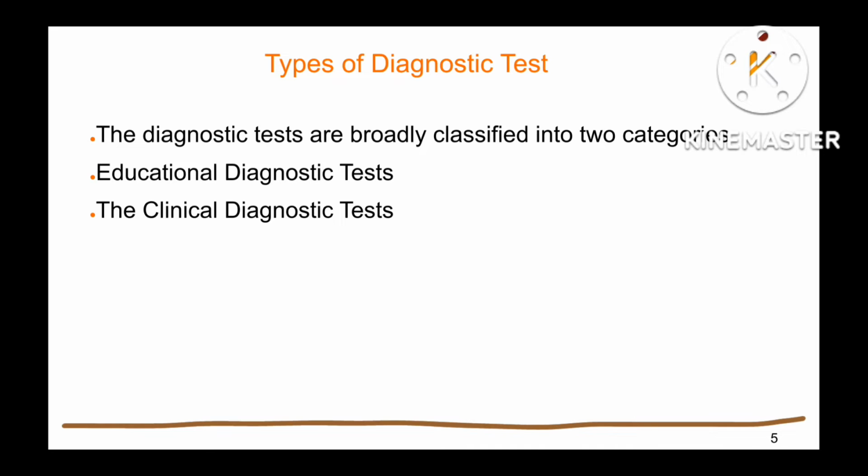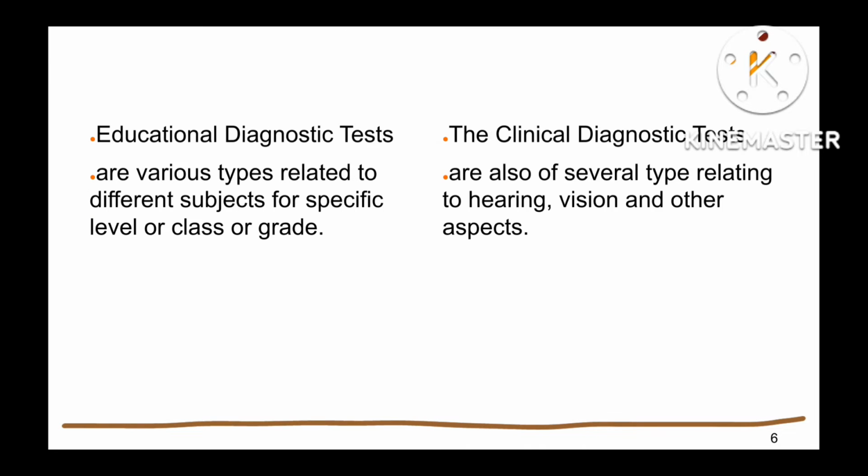Here there are two types of diagnostic test. First is the educational diagnostic test and second is the clinical diagnostic test. The educational diagnostic test is of various types related to different subjects or specific levels or classes or grades. If the children of a particular class or in a particular subject are facing a problem, then we do the diagnostic test. In this test, the teacher will set the question paper, but she will not give marks for a correct answer; she tries to find the problem behind the wrong answer.